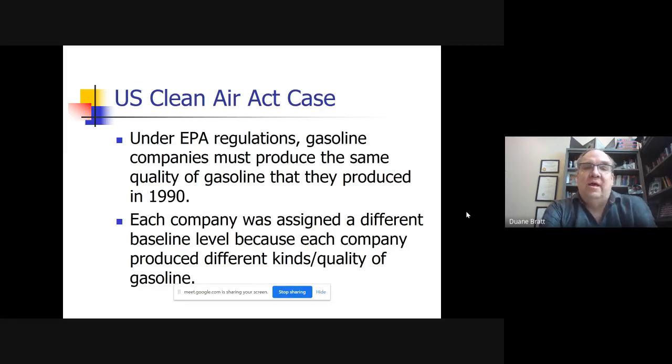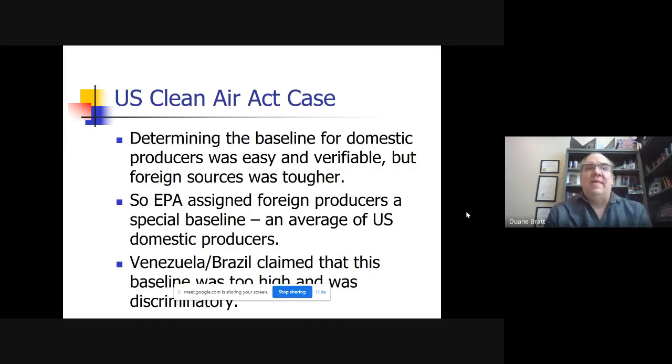Under Environmental Protection Agency regulations, gas companies had to produce the same quality of gas that they produced in 1990. But every company was given a different baseline because every company produces a different kind or quality of gasoline, if you think about leaded or diesel gasoline. So determining that baseline for American companies, that was pretty easy to do when they could verify it. But dealing with foreign companies, that was much tougher.